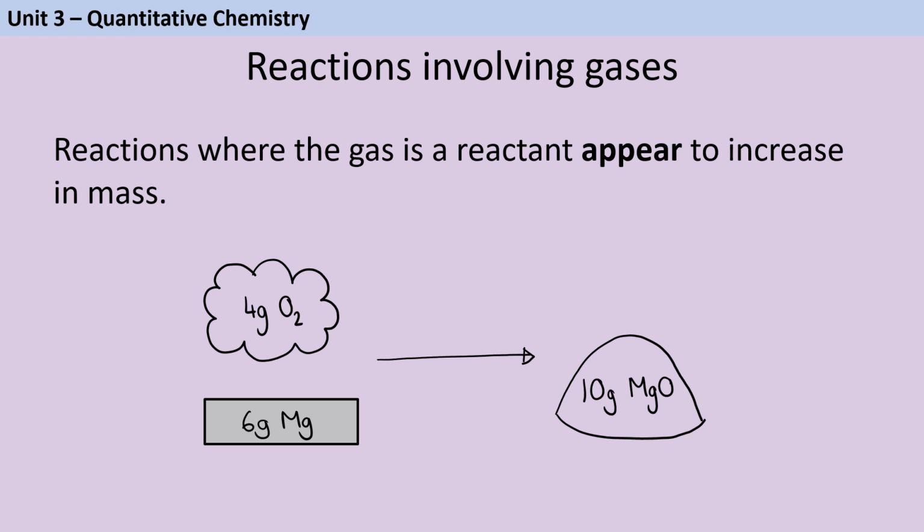But what's actually happened is that 4 grams of oxygen that was previously floating around in the atmosphere and wasn't actually pushing down on that balance is now bonded to the magnesium, and so its mass is being accounted for by the balance. It's not that we've got any new atoms, it's just that they're actually interacting with the balance. And so this is what you'll see when you have a reactant as a gas. The reaction will appear to gain mass.